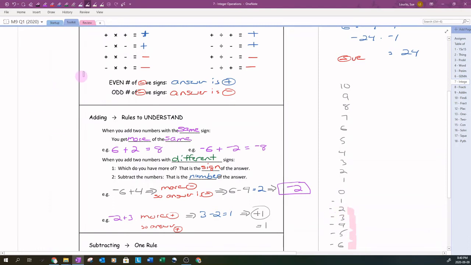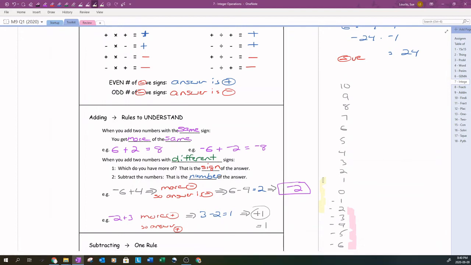Okay? In the other example, if I start at -2, and I'm going to add 3, well, I'm going to go past the 0, aren't I? I'm going to go 1, 2, 3. So my answer is going to be positive, and it's 3 minus 2 is how I'm going to figure out what my number is.